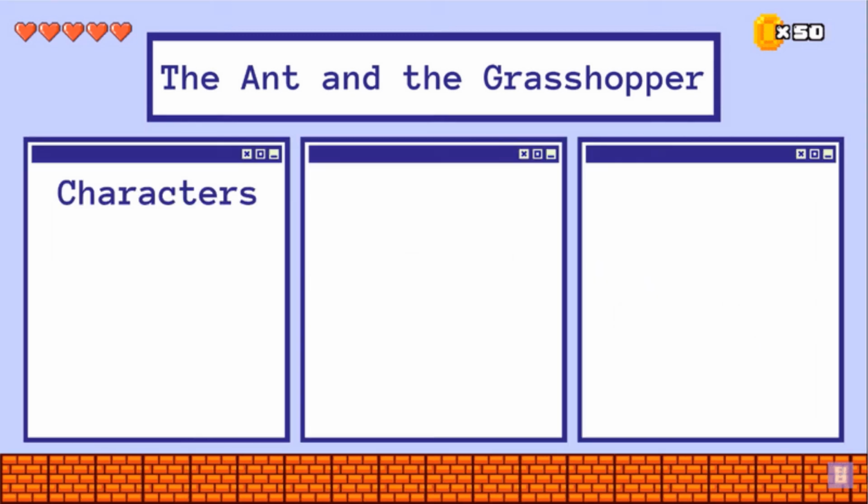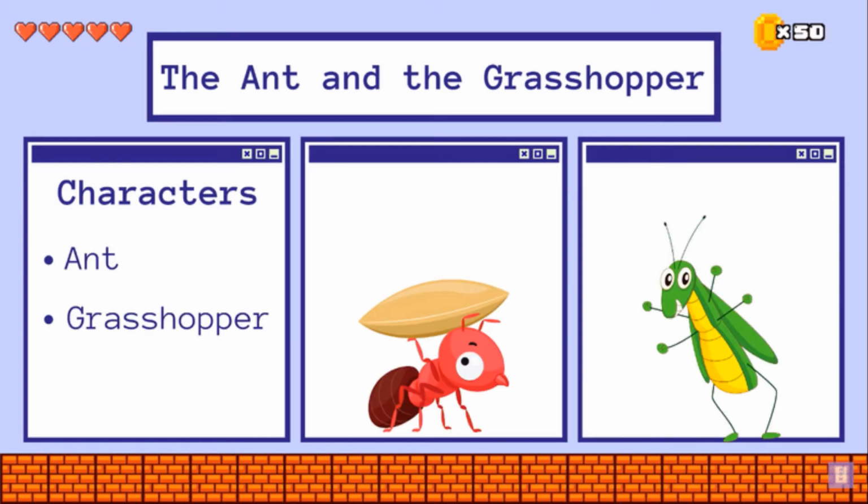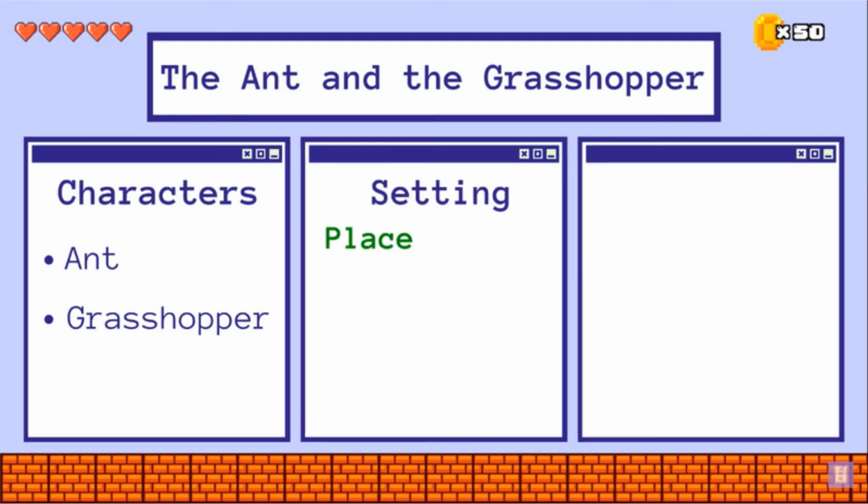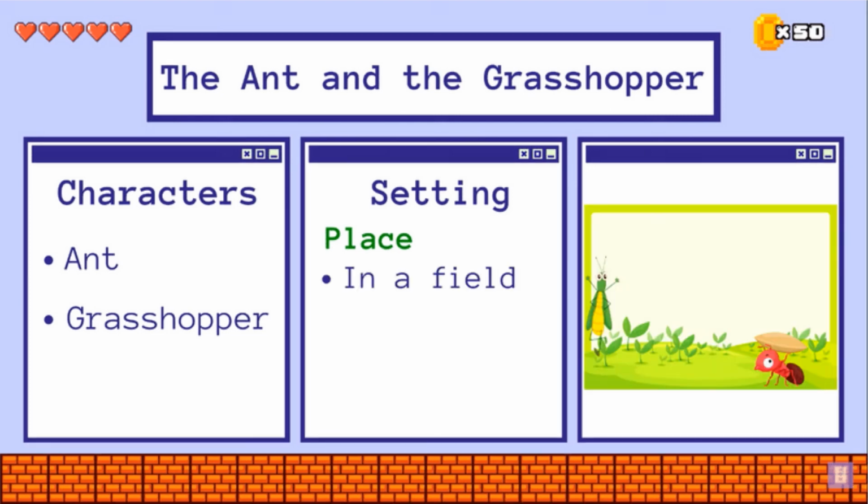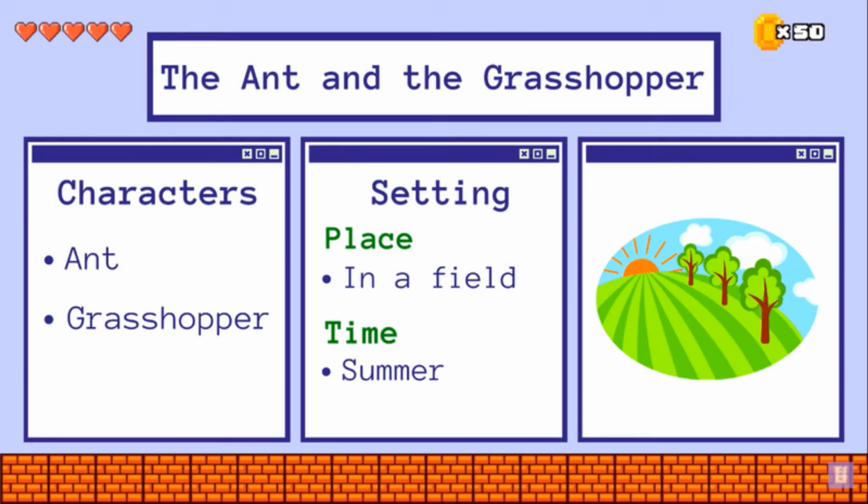Who are the characters in the story? The characters are the ant and the grasshopper. What is the setting of the story? Where did the story take place? Correct. It happened in a field. The story happened in one summer's day. We can also include winter since a part of story also took place when winter came. Some stories take place in two or more different time periods and places.